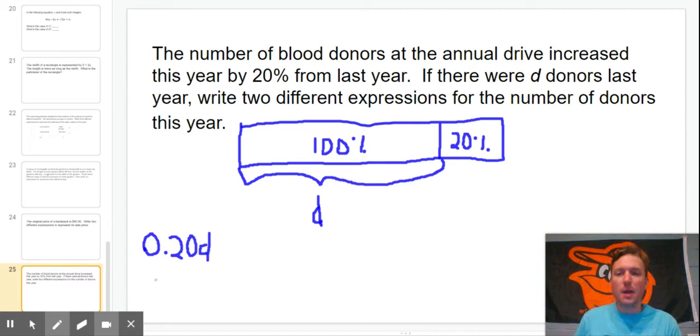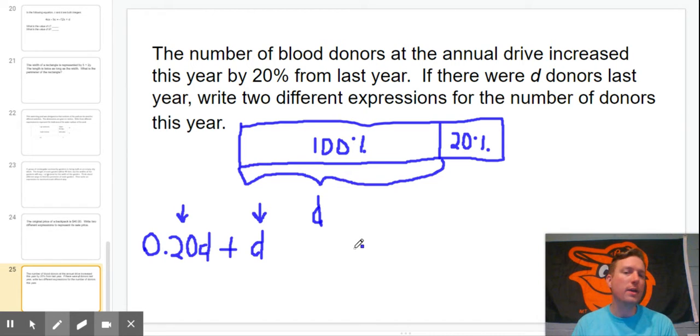But wait, because that's going to give me 20% more of last year's, we also need to add last year's as well. Does that make sense? So we had 20% more than last year. That's this. But then we also need to include last year's. So that would be here. So it would be 20 hundredths times D plus D.